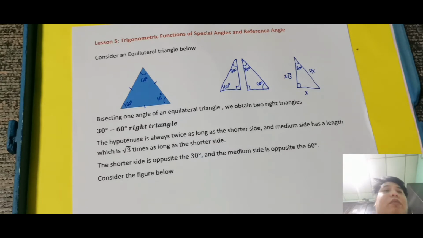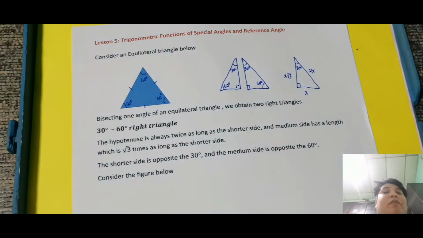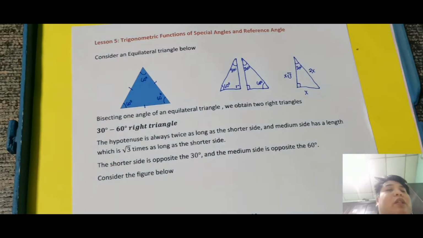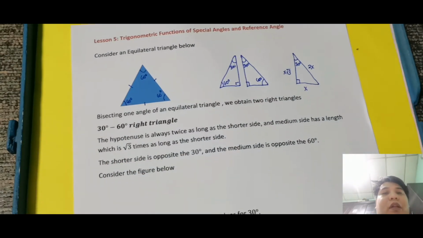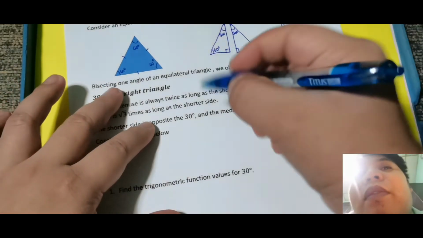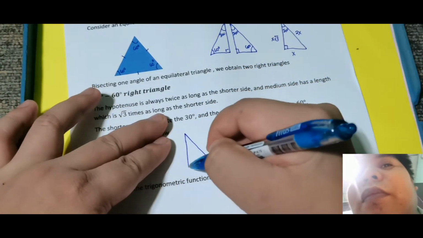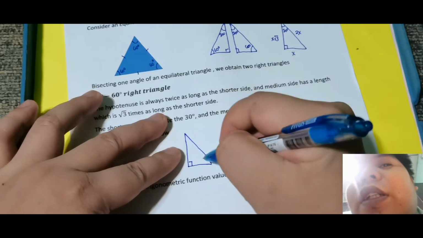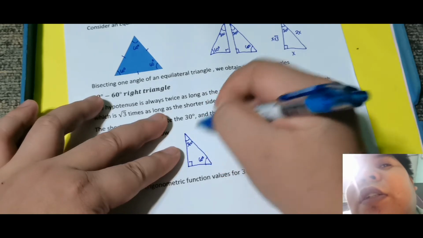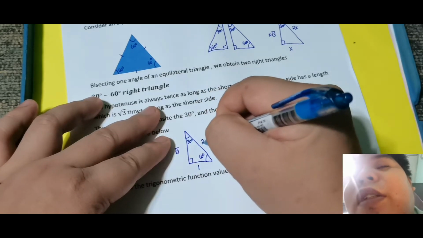So in usual case that is 1. So start dito 1, square root of 3, tapos 2. So sa usual na alam nyo. Okay, so sabi the shorter side is opposite the 30 degree and the medium side is always opposite the 60 degree. Ganun kasimple yan. Okay, so consider the figure below. So actually dapat i-drawing ko dito pala. Pero dito ko na nalagay. So assuming ito yung 90 degrees, ito yung 60 degrees, ito yung 30 degrees. Set natin na x is 1. So if this is 1, therefore this is square root of 3 and this is 2.